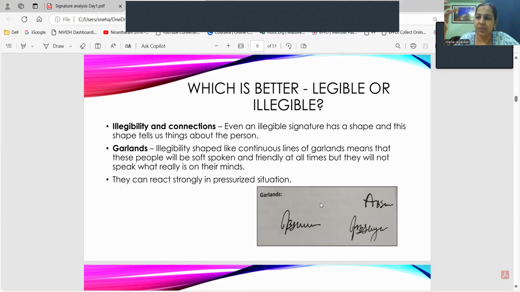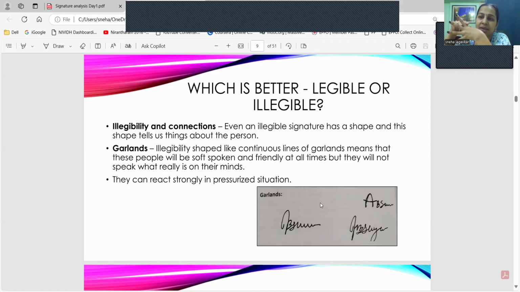So there are a few things into it. Illegibility has parts like garlands, threading, angulars or arcades, and then the last one is the looping. So you will find these kinds of things in the signature. Now, when these are there, you should be able to understand which category the signature falls in. Is it a garland, a threading, angular or loops? Out of these four, where does the client fall into?